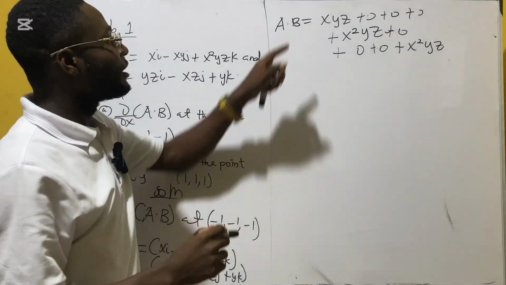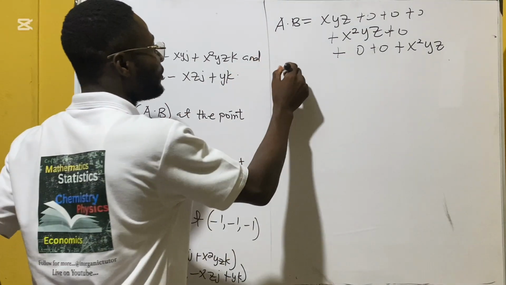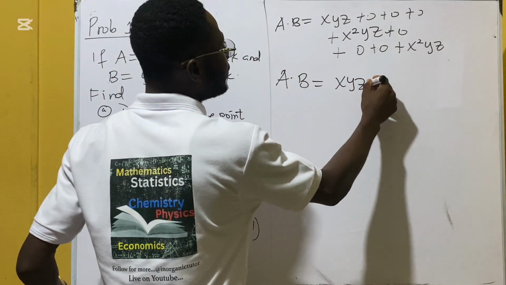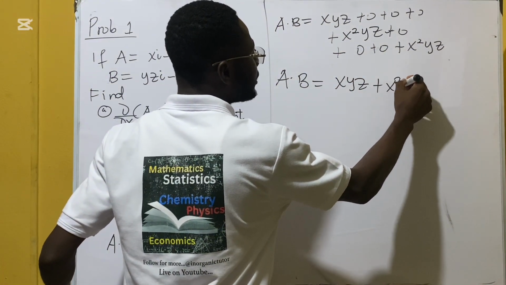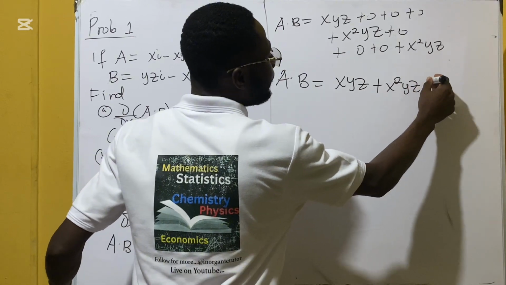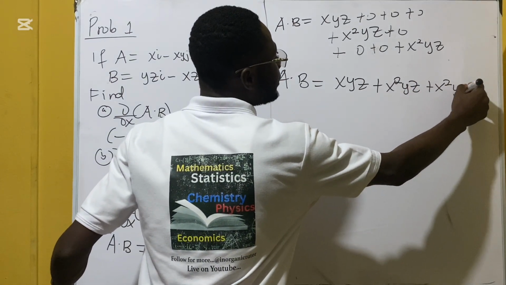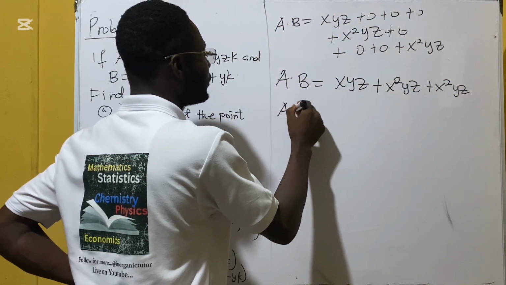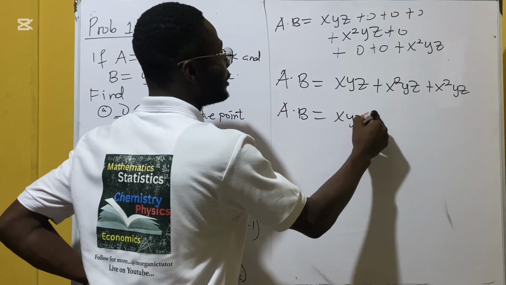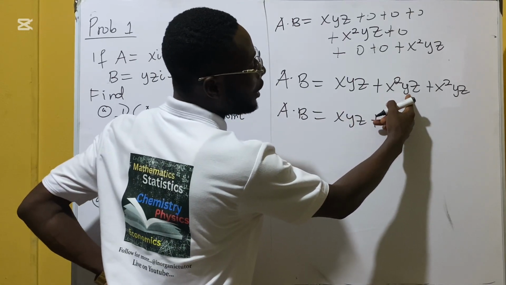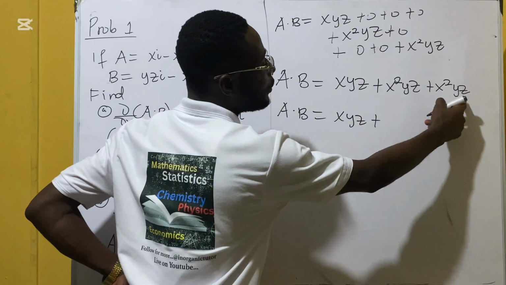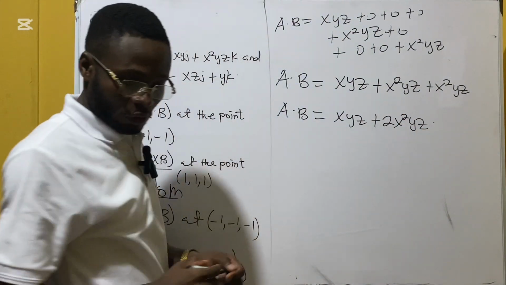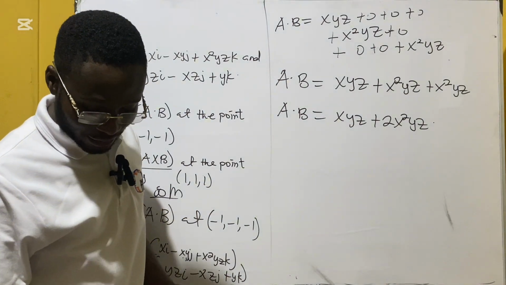Okay, so we have the dot of a and b. So let's simplify that. So a dot b is equal to xyz plus x squared yz plus x squared yz. So basically we are going to have a dot b equal to xyz plus x squared yz plus x squared yz, which becomes 2x squared yz. Okay, so that is what we have basically.